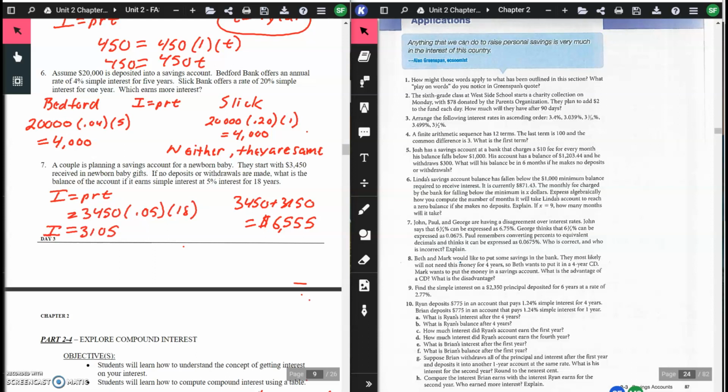Initial deposit, or P, your principal, is $3,450 times your rate, or R, which is 5%, so 0.05, and then times T. T is 18 years. So multiply those three numbers together in your calculator, and you get interest of $3,105. That's your interest. Now to find your balance, you take your initial deposit, $3,450, plus the interest that you earn. Interest adds onto the account. Add those two together, and your new balance after 18 years would be $6,555.